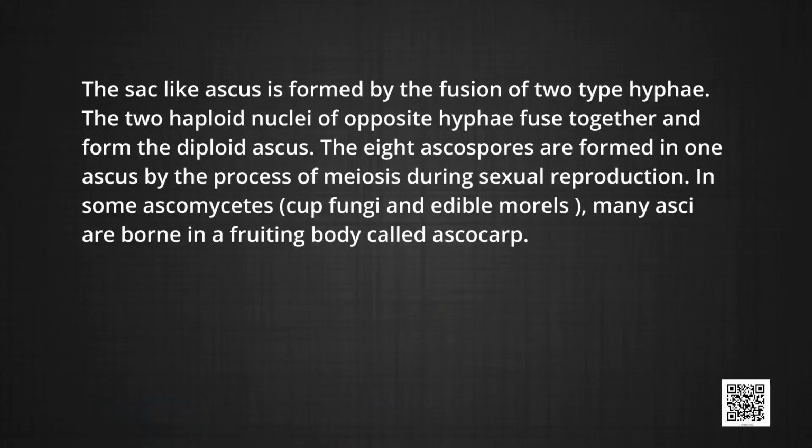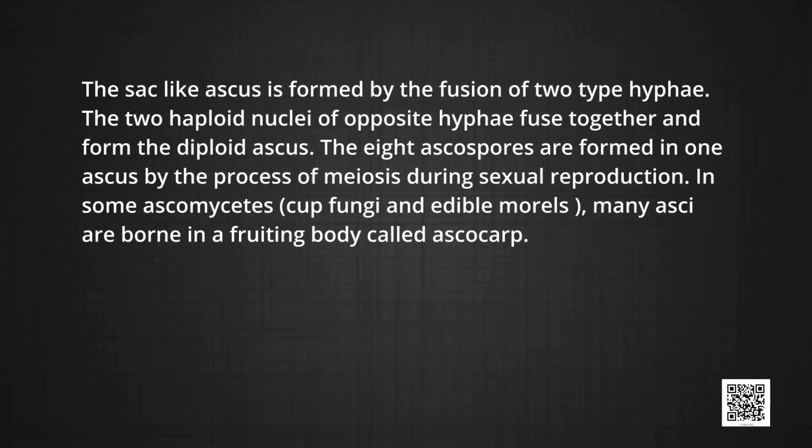In the majority of Ascomycetes, the thallus is highly developed, branched and with septate mycelium. The cells are uni-, bi- or multinucleate. Their hyphal wall is composed of cellulose and contains chitin. These fungi produce endogenous meiospores called ascospores in special sac-like structures called ascus. The sac-like ascus is formed by the fusion of two hyphae. The two haploid nuclei of the opposite hyphae fuse together and form the diploid ascus. Eight ascospores are formed in one ascus by the process of meiosis during sexual reproduction.